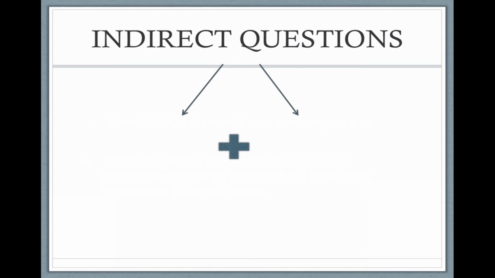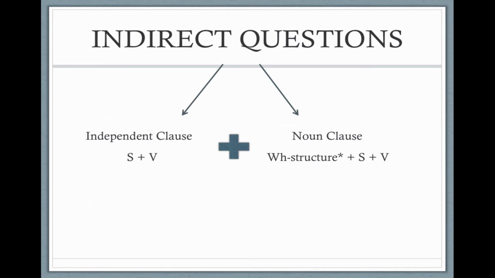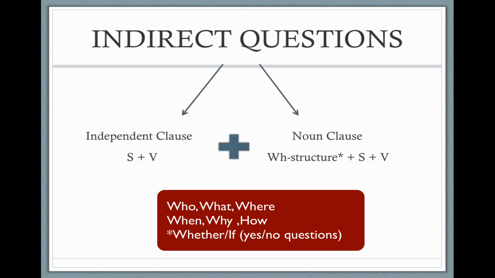But to do so, again, you need that independent clause and noun clause. But in the noun clause here, we're going to use a WH structure that includes all of your question words: who, what, where, when, why, and how, plus a subject plus a verb. Also includes whether and if when we are dealing with yes or no questions.